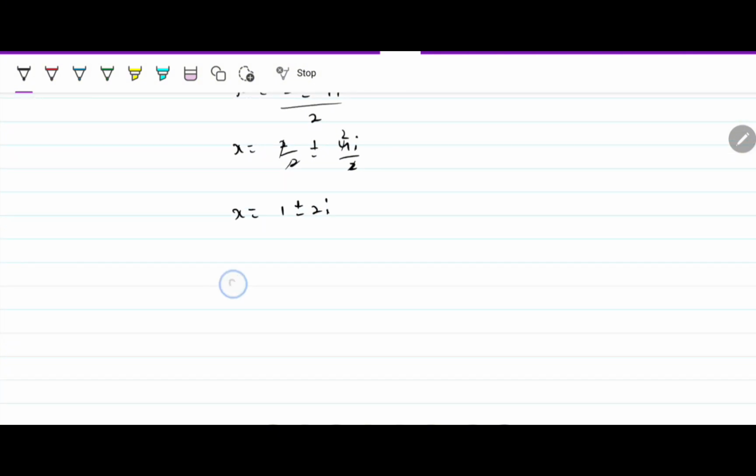So my roots are alpha, which would be 1 plus 2i, or 1 minus 2i, whichever one, and beta will be 1 minus 2i. These are your two roots.